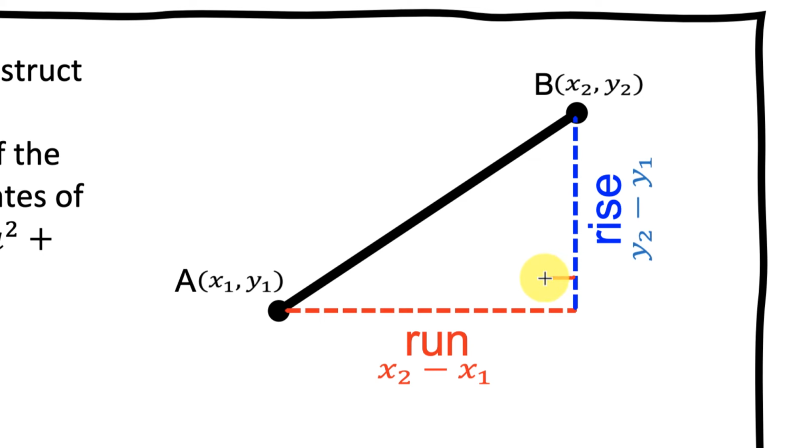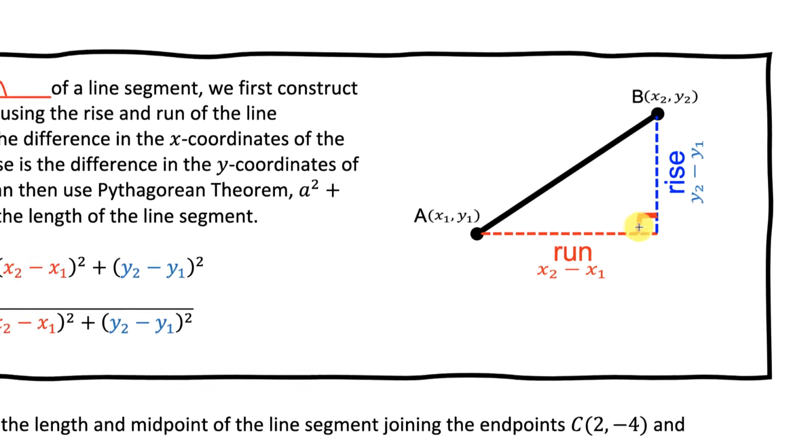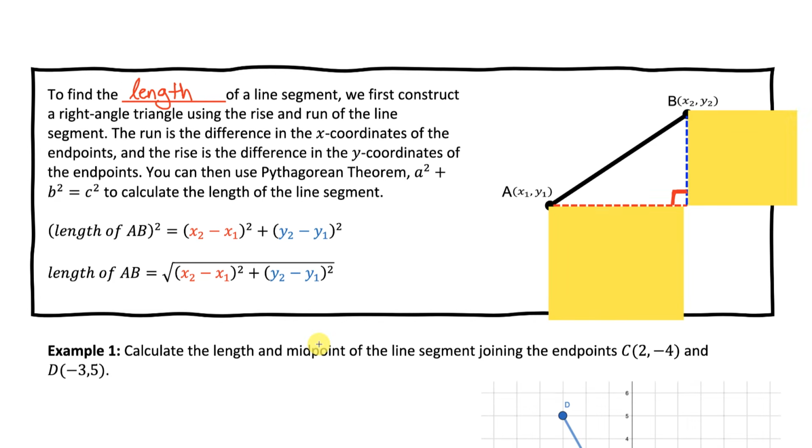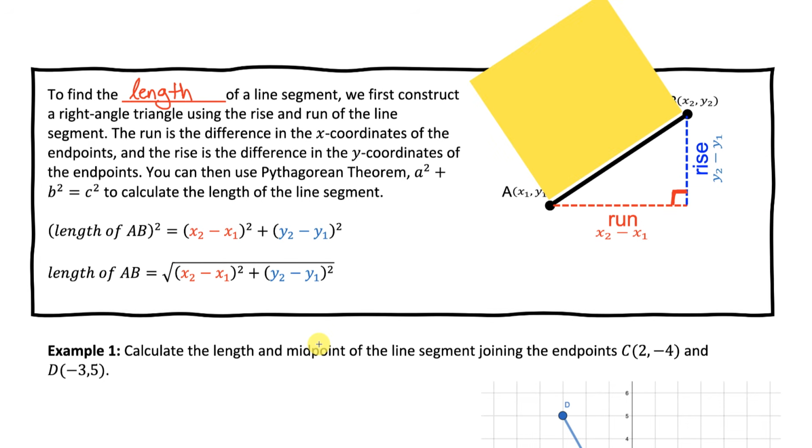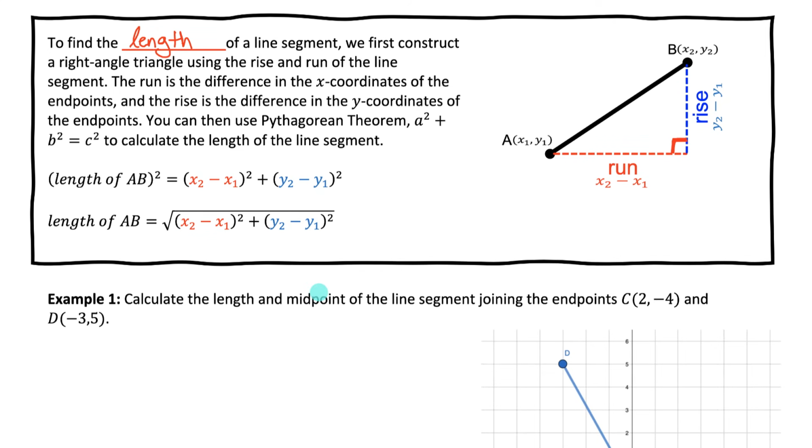And since this is a right angle triangle, we know that the sum of the squares of the shorter two sides is equal to the square of the longer side, which in this case is the line segment that we want the length of. So the length of line segment AB squared is equal to the difference in the x coordinate squared plus the difference in the y coordinate squared.